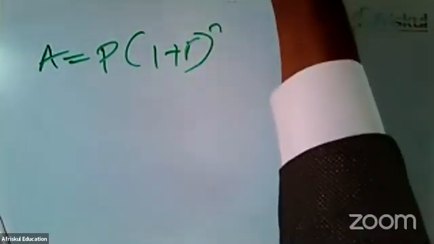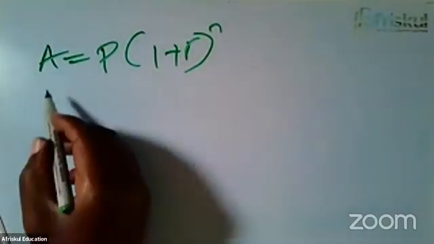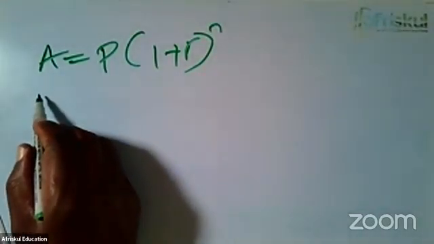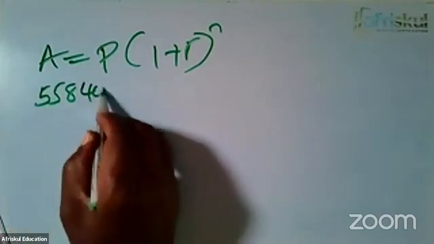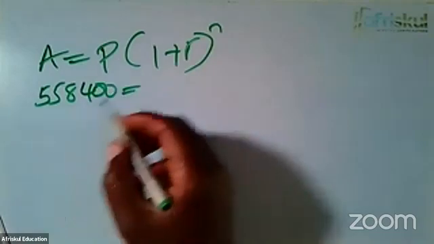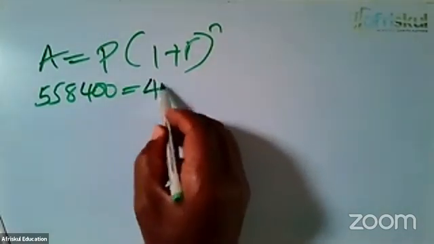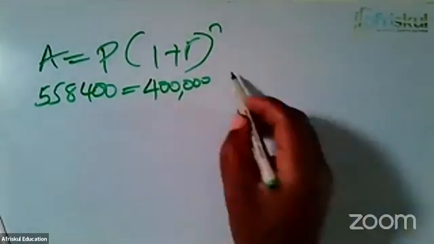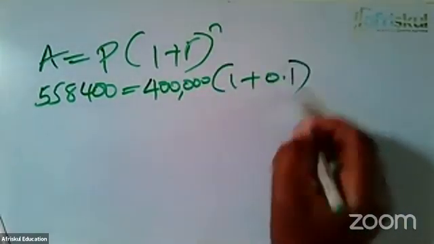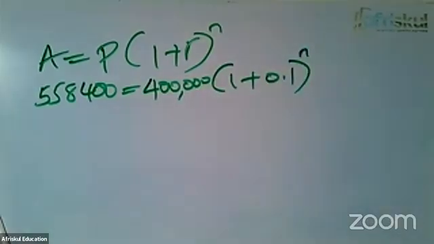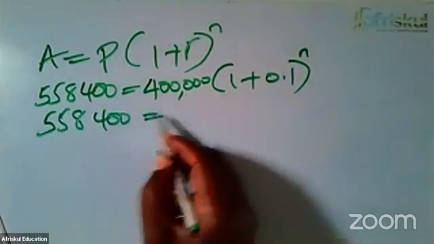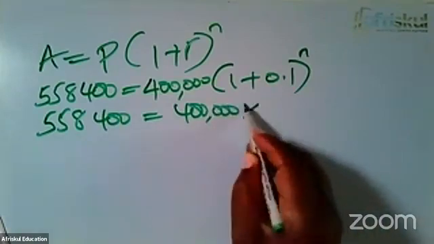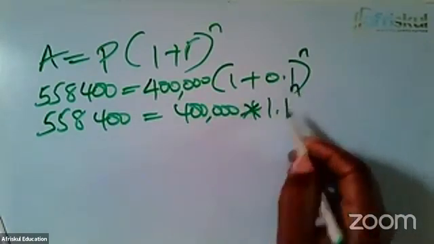So in that case here, our amount, this time around, they have given us the total value after appreciation is 558,400, which will be equal to the principal. Principal is known. The purchase price was 400,000 into 1 plus the rate of appreciation, 0.1. What they don't know is n. So in this case, 558,400 equals 400,000 multiplied by 1.1 raised to power n.